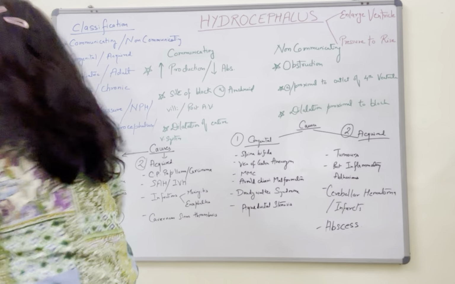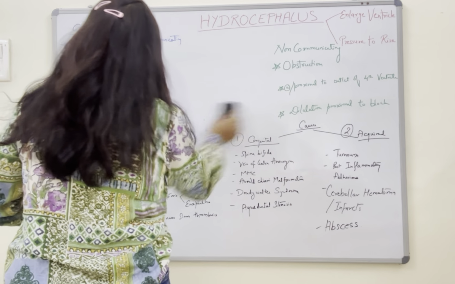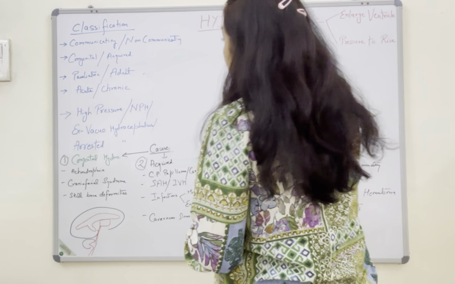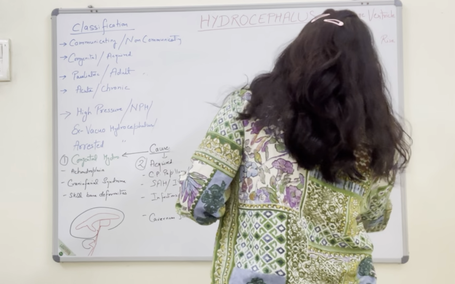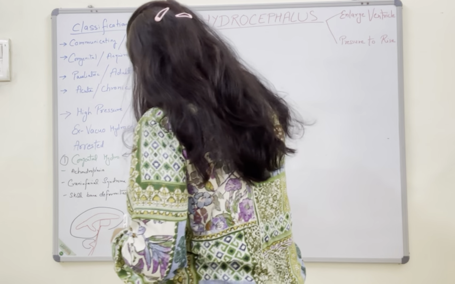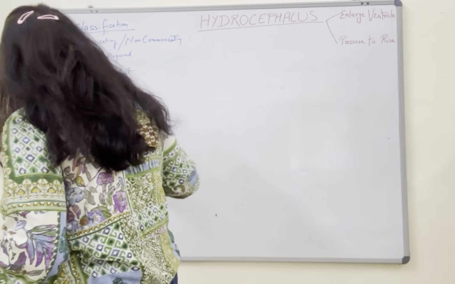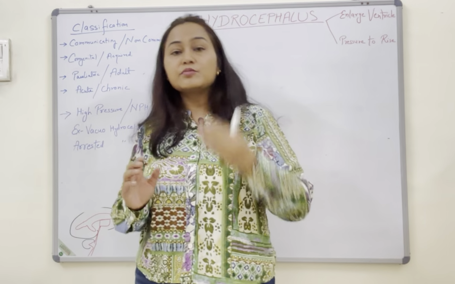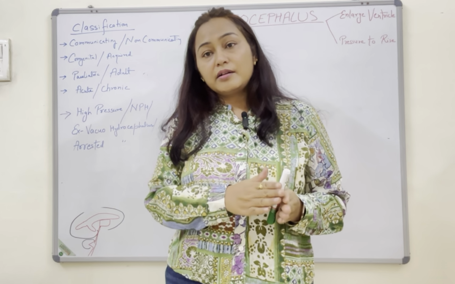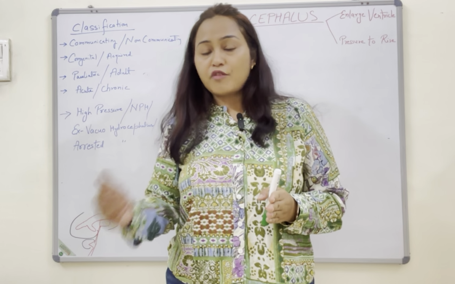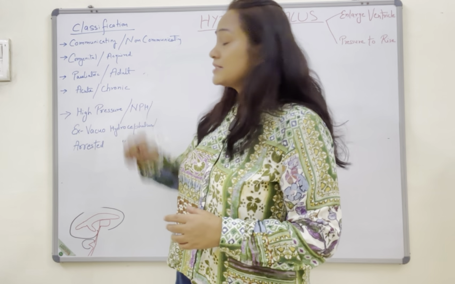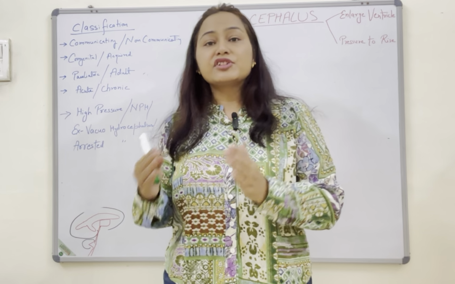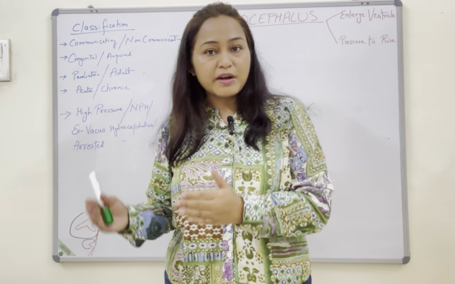First we will talk about what is congenital hydrocephalus and what is acquired hydrocephalus. The difference is that congenital hydrocephalus is present since birth, at birth, or it develops within a few months of birth, right? And what is acquired hydrocephalus? Acquired hydrocephalus develops later in life, that means after years or after a few days or after a few months of life, right?